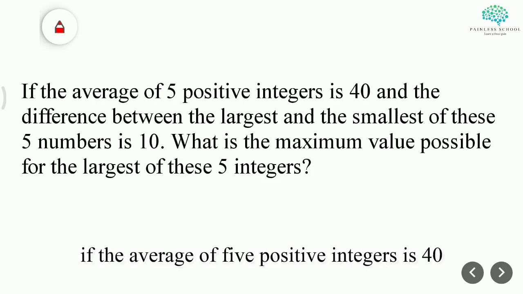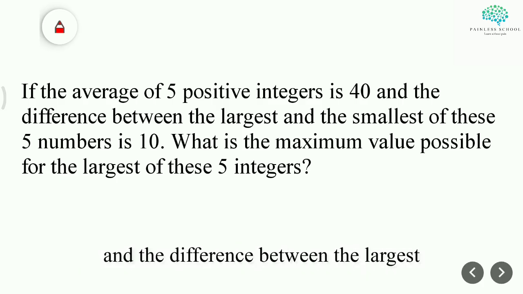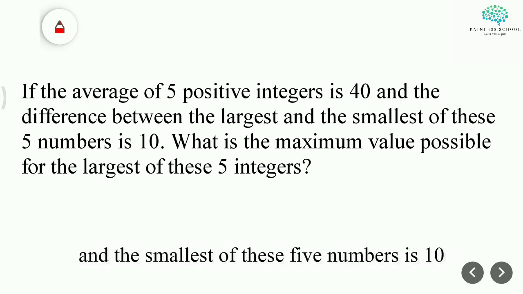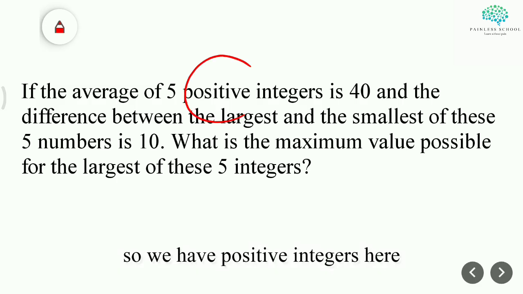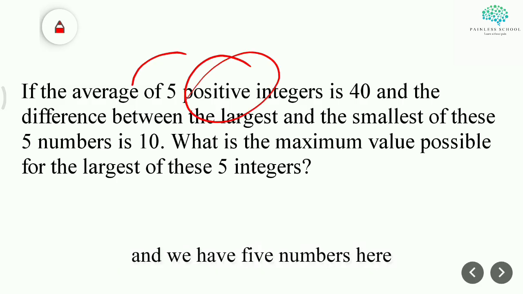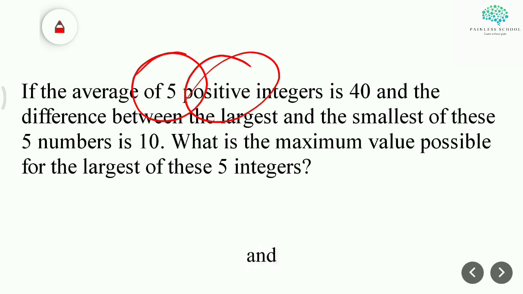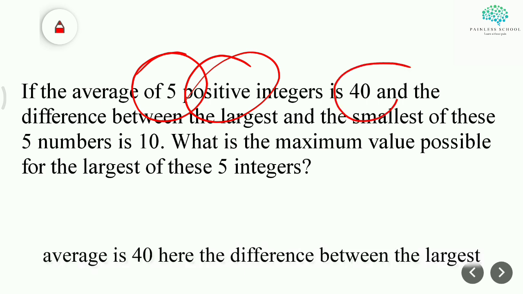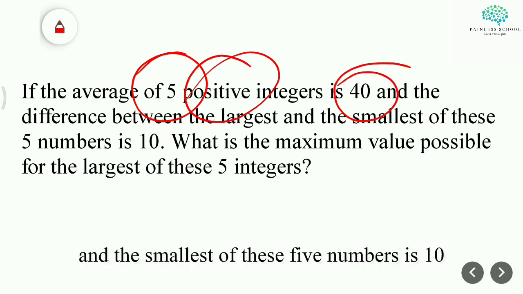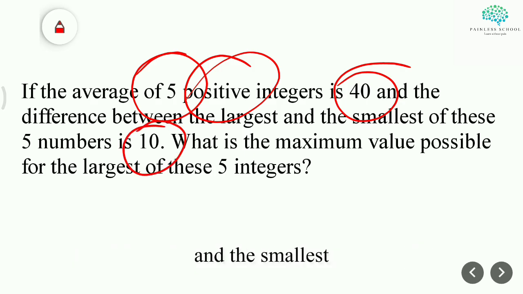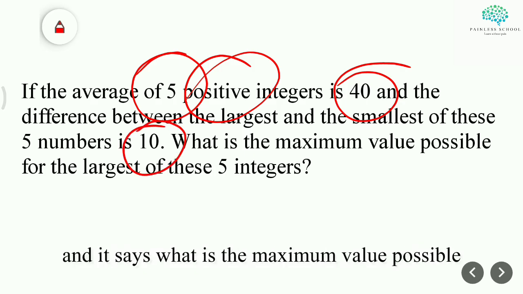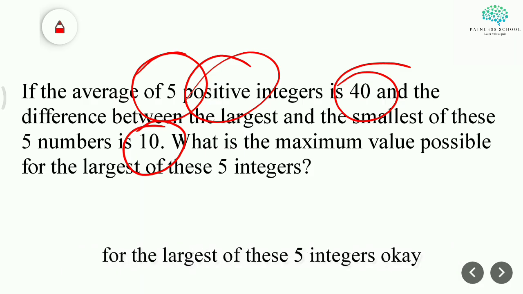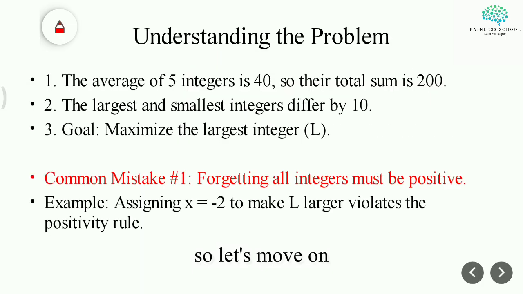If the average of 5 positive integers is 40, and the difference between the largest and the smallest of these 5 numbers is 10, what is the maximum value possible for the largest of these 5 integers? So we have positive integers, 5 numbers, and an average of 40. Okay, let's move on.